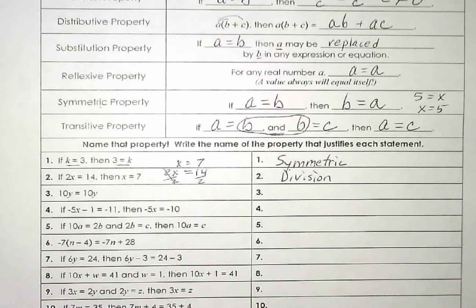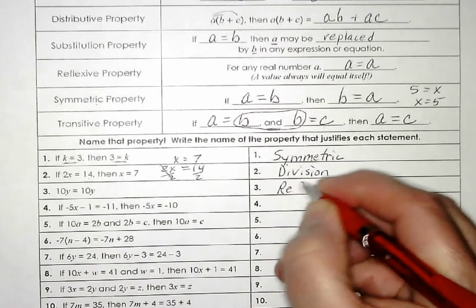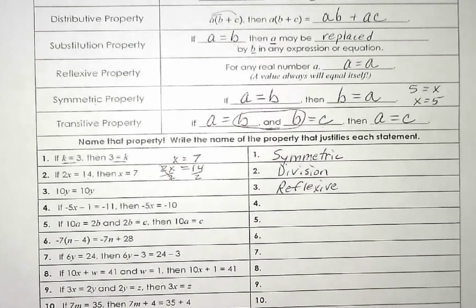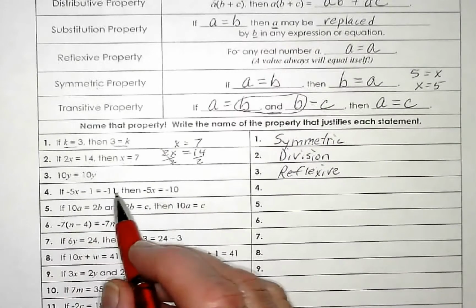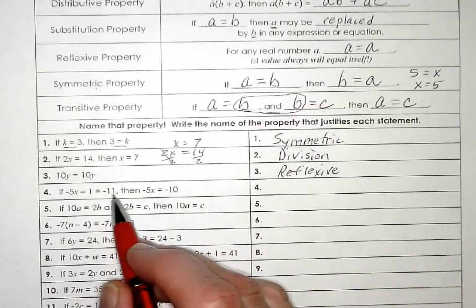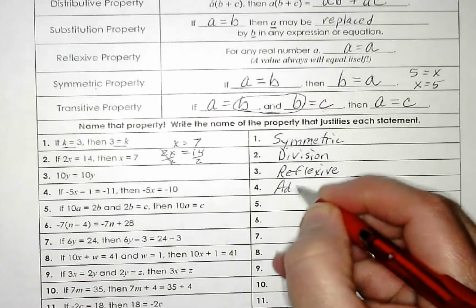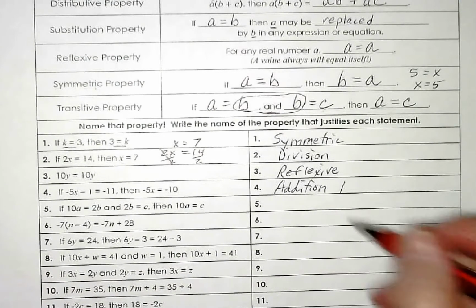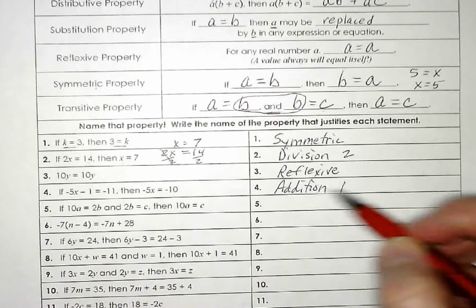Third, 10y equals 10y. So that is reflexive. If something equals exactly itself, there's no if, there's no then, it's just reflexive. Number 4, just like up above, if I have this algebra equation to solve, to get this by itself, I would add 1 to both sides, and when I do so, this is the result. So this would be add, or addition. Sometimes they'll put like what you're adding, or what you're dividing. This one dividing by 2, this one was adding 1.